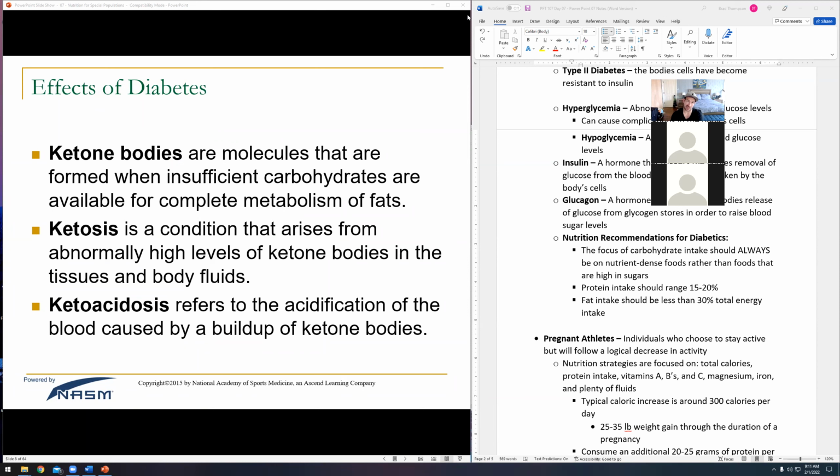Ketoacidosis is becoming acidic because of ketone bodies in your blood, but you can become hyperacidic with anybody. You can also become hyperalkaline as well. In the other direction, you can have what's called alkalosis, and your body doesn't work that way very well either. But nobody ever ends up that way. Nobody's ever too alkaline because nobody likes to eat their vegetables.